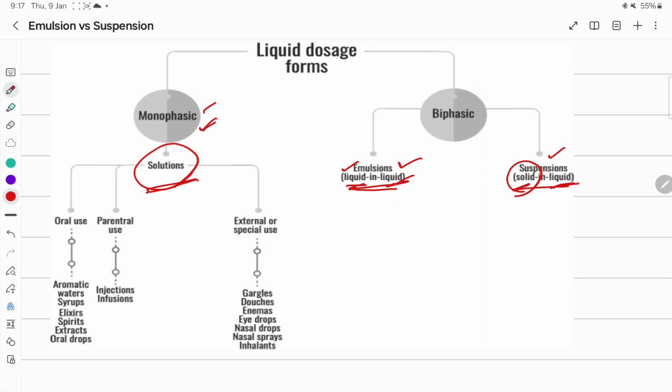Liquid is dispersed in another liquid. So two immiscible liquids are there and one is dispersed in the other. We call it an emulsion. And when the solid is insoluble in the liquid or the solvent, then we disperse the solid in the liquid medium and we call it a suspension.